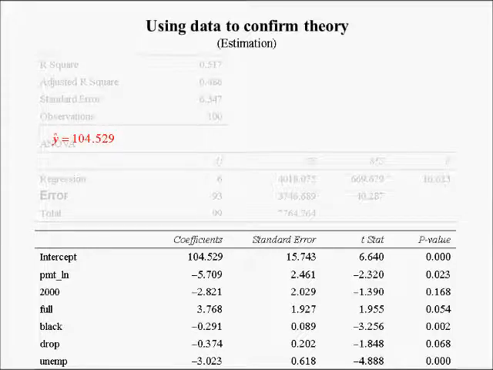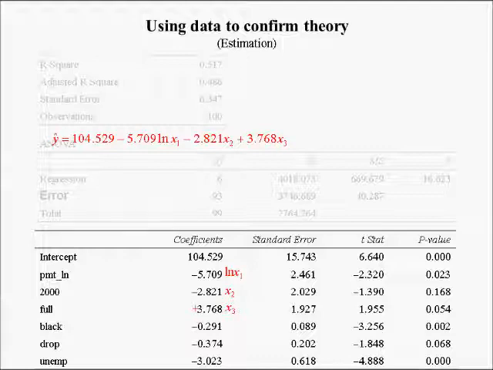Now let's form the predicted equation. Y hat, the predicted employment population ratio, equals the estimated intercept, minus the estimated coefficient for payment times natural log x1, minus 2.821 times x2, x2 being the dummy variable for the year 2000, plus 3.768 times x3, x3 being the dummy variable for the full sanction policy, minus 0.2991 times x4, x4 being the share of a state's population that is black, minus 0.374 times x5, x5 being the share of the state's population that is a high school dropout, minus 3.023 times x6, with x6 being the state's unemployment rate. That's the predicted equation.